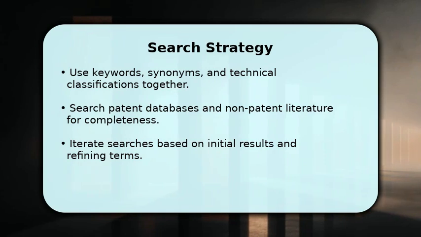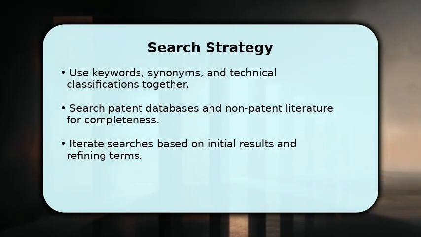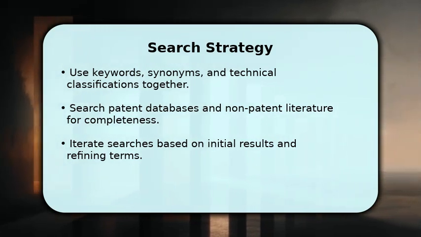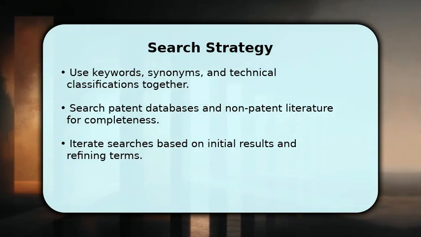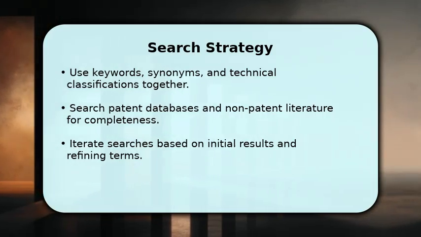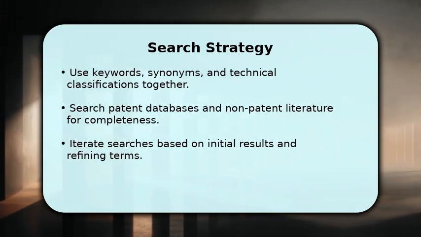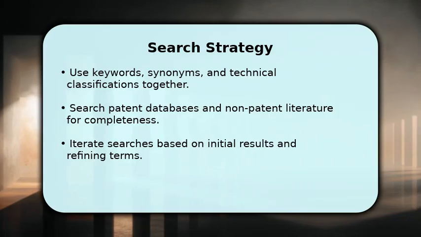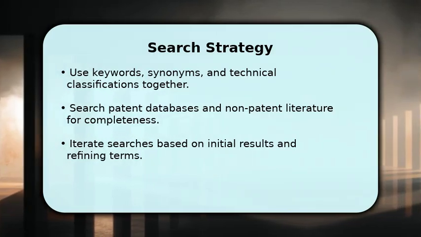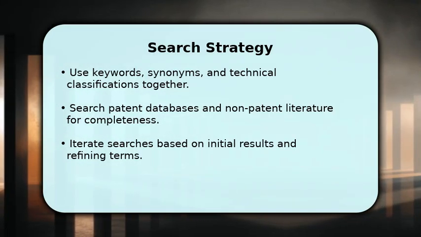Develop a layered search strategy using keywords, classification codes, and inventor or assignee names. Start broad, then narrow with synonyms and technical terms to capture variations. Include patent databases and non-patent literature like journals and standards to avoid blind spots. Log search strings, filters, and results for transparency.